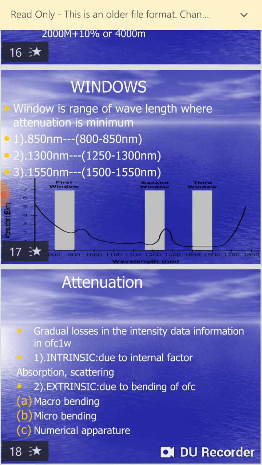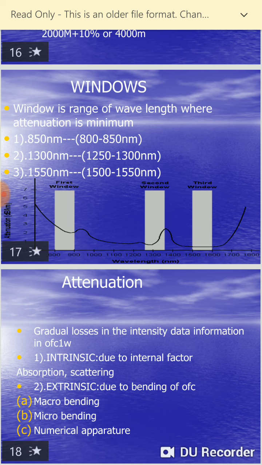Then the next point is attenuation. So attenuation in the optical fiber is nothing but the gradual losses in the intensity of data information in optical fiber cable. So whatever are the total losses in the signal when it is transmitted through optical fiber cable, it is called the attenuation. So attenuation takes place because of different losses.